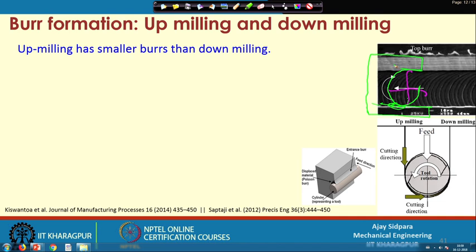And when you see this particular location, at that time what is going to happen here? Your tool is leaving the surface, and in this particular case your tool is entering into the surface. So, by chance if some burrs are formed at this location, there is no way that your cutting tool or the cutting edge will remove that burr formation, because your movement is in this direction.